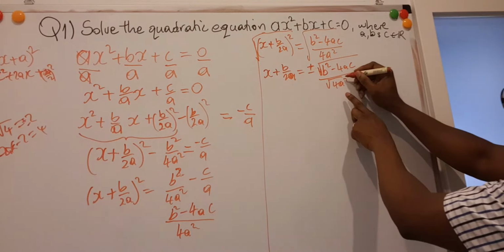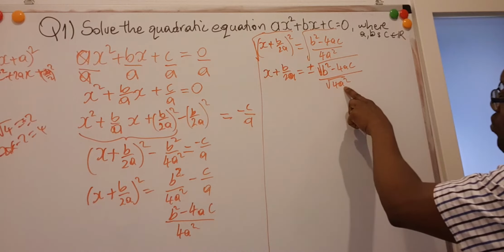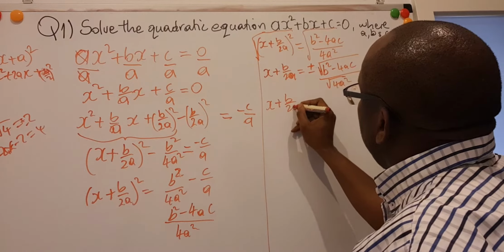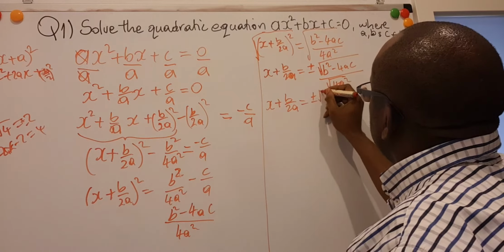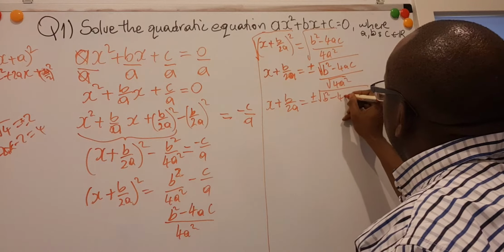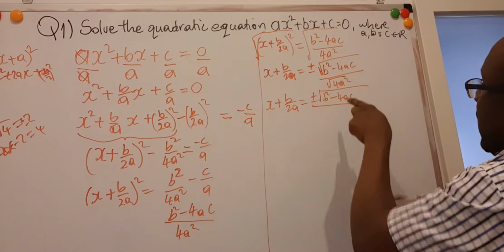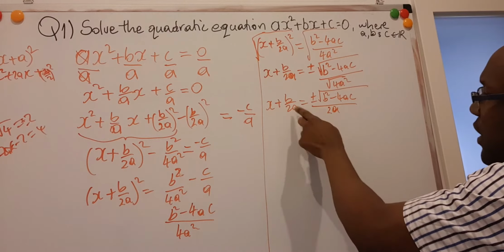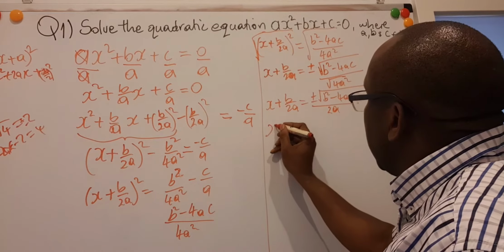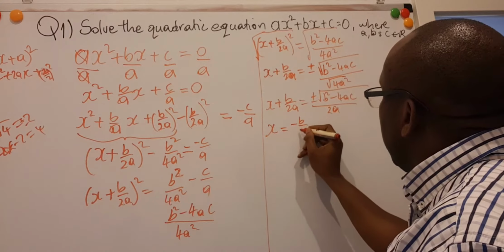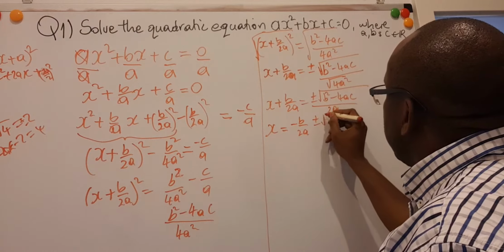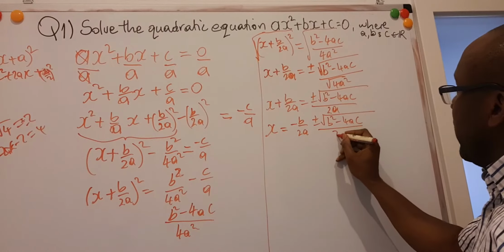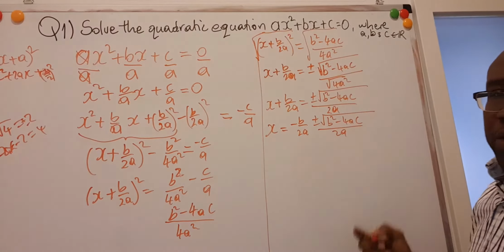The square root of 4a squared is, the square root of 4 is 2 and the square root of a squared is a. So x plus b on 2a is equal to plus or minus the square root of b squared minus 4ac divided by 2a. I want only x. I don't want x plus b on 2a, so I take b and 2a to the other side. So my x becomes minus b on 2a plus or minus the square root of b squared minus 4ac divided by 2a. I can put these two together.